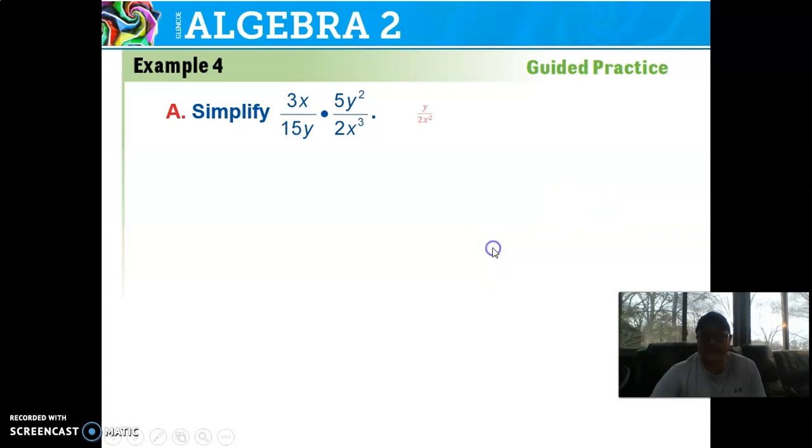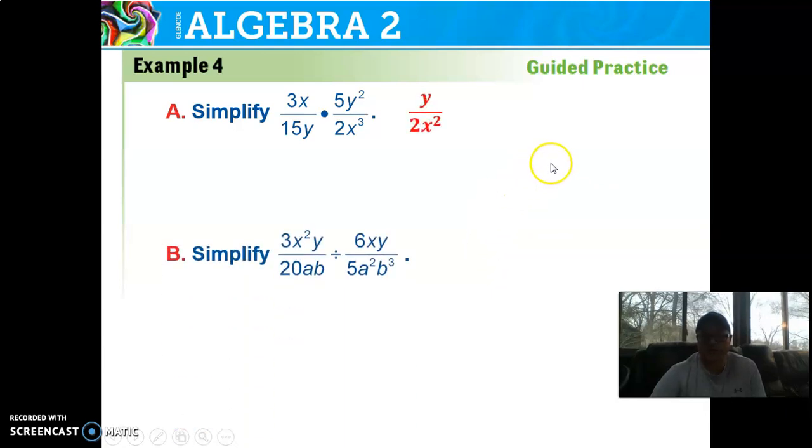And the answer is y over 2x squared. Letter B, a little bit more complicated. It's division. See if you can rewrite it as multiplication and reduce it as well. Pause it if you need to. And the answer is ab squared x over 8.